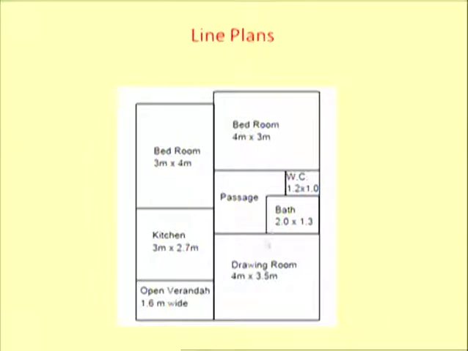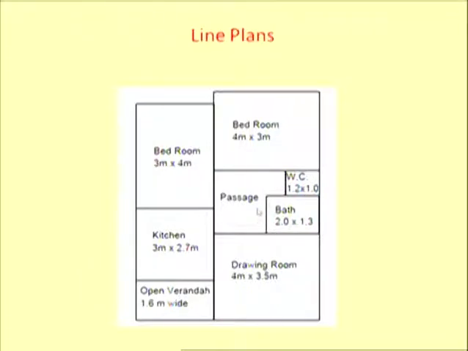So the size of this WC is 1.2, this is the width, and this vertical size of the WC is 1 meter. In the drawing room you may provide a door width of 1.5 meter, but here you cannot provide a 1.5 meter door. The width of the WC is 1 meter, so the door should be either 0.8 or 0.9 meter.